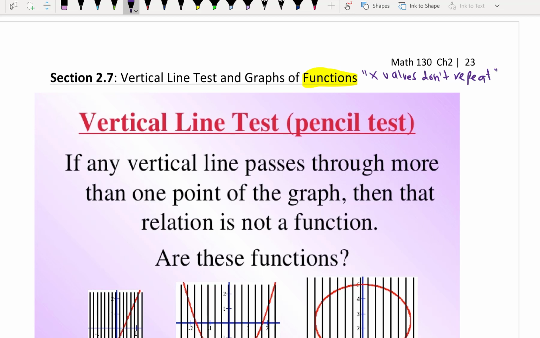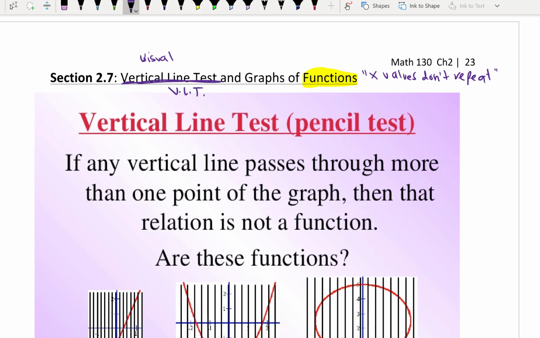But now we're given an additional tool to understand functions. It's going to be our visual representation. For our visual representation, we have the vertical line test. I like to call it the VLT test, right?